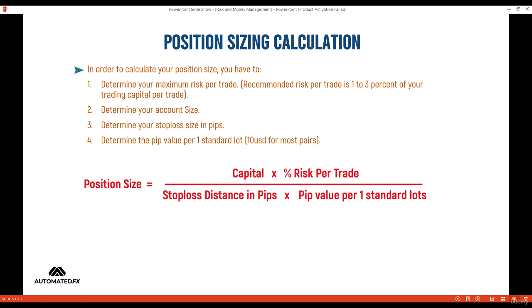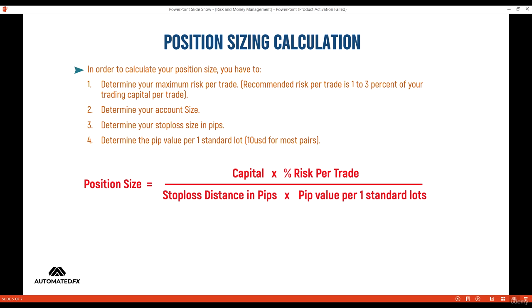But if you risk, say, 20% of your account, within 3 losing trades, you will have lost 60% of your capital. That's serious. That's much. If you risk 50% of your account per trade, within just 2 losing trades, you will have lost your entire capital. Okay, so that's why it's very important to risk very little, 1 to 3% of your account.